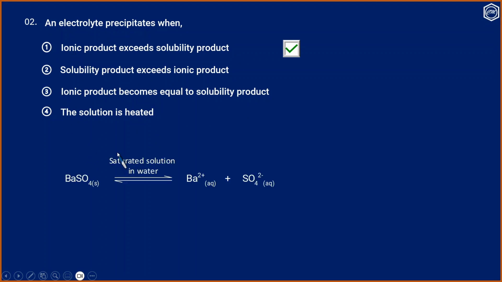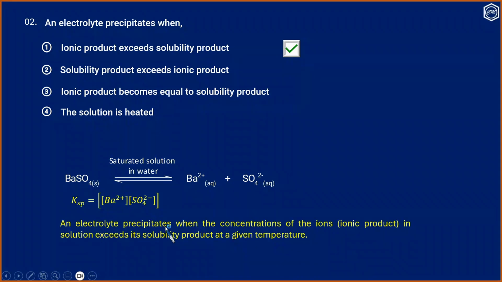Let us consider an example. Saturated solution of barium sulfate in water. There exists an equilibrium between the solid barium sulfate and the dissolved barium sulfate, that is Ba2+ and SO4 2-. The solubility product Ksp is the product of concentration of Ba2+ and SO4 2-. An electrolyte precipitates when the concentration of the ions, that is, the ionic product, in solution exceeds the solubility product at a given temperature.